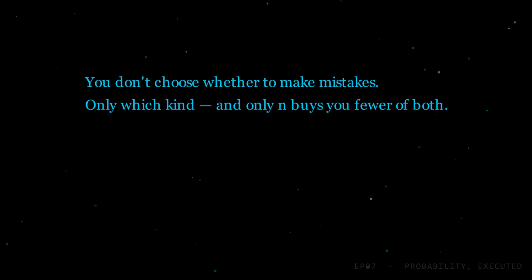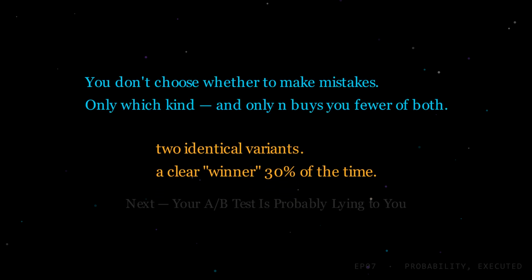One sentence. You don't get to choose whether to make mistakes, only which kind you'd rather make, and only sample size buys you fewer of both. Next episode, we take all of this into the most common experiment in industry, the A/B test, and I'll show you a simulation where two identical variants produce a clear winner about 30% of the time, purely because of when you looked.